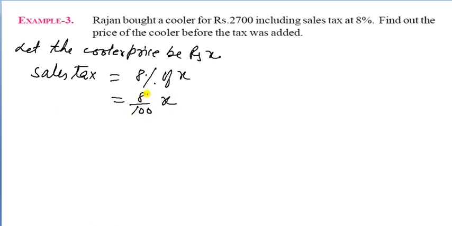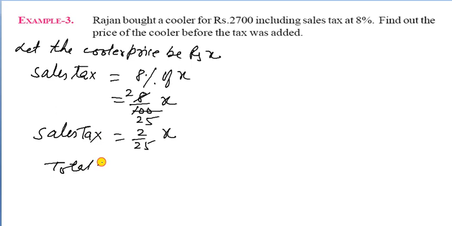It will be 8/100 of X. So 4 2 ja 8 and 4 25 ja. So it will be 2/25 of X. So it is sales tax. Now the total amount would be equal to the cooler price plus sales tax.